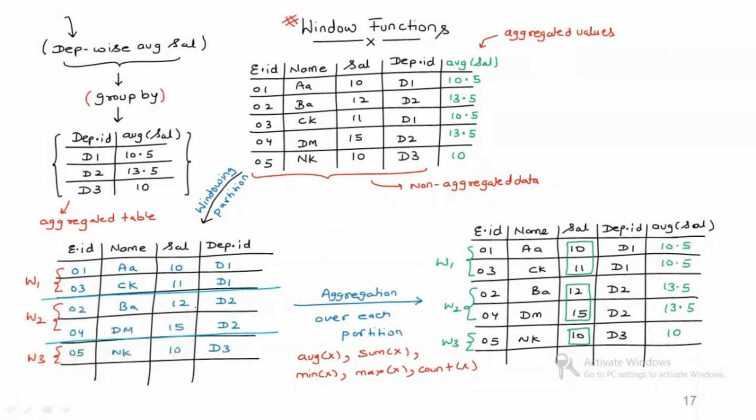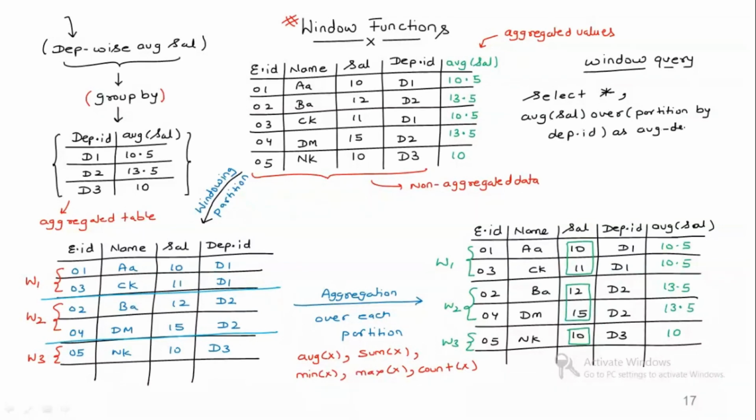If I focus on the window query, it is written in 2 steps. I'll say select star, comma, so I need all the rows and columns together with the average of salary function applied over a window, which is partition by department ID. I'll call this AVG department salary from the table employees.